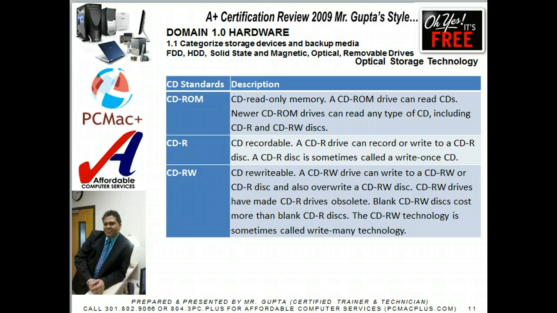Here we are breaking down and showing you what each of the acronyms stand for. CD-ROM is CD read-only memory. It can read CDs. CD-R, CD recordable. That means it can record or write to a CD-R, and it's also called write once CD. CD-RW is CD rewritable.